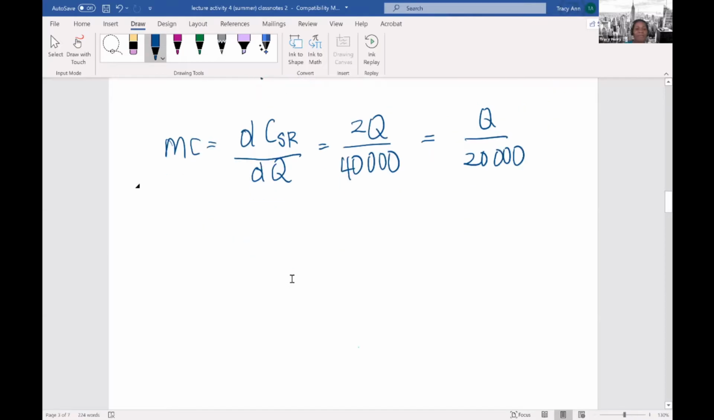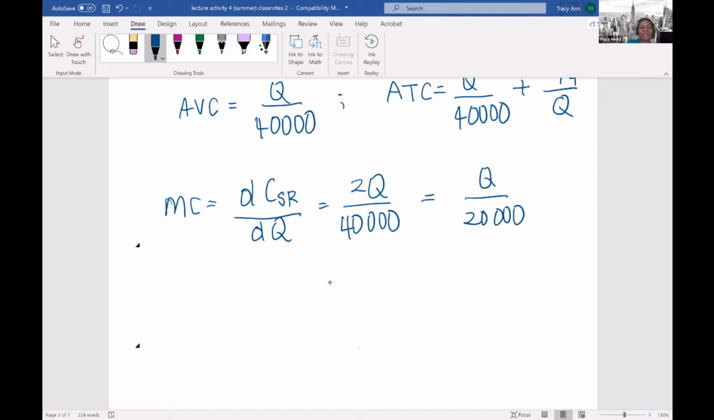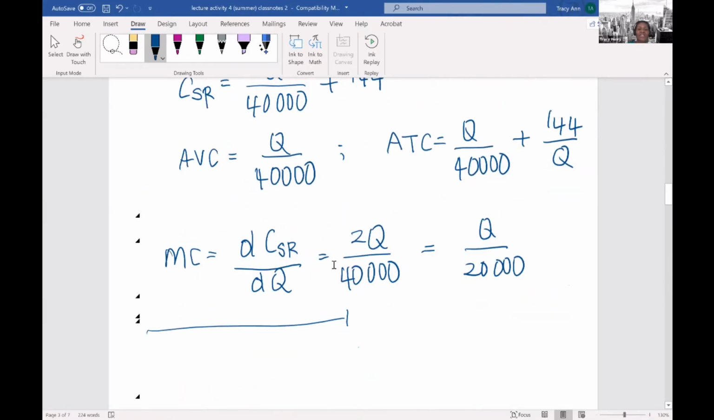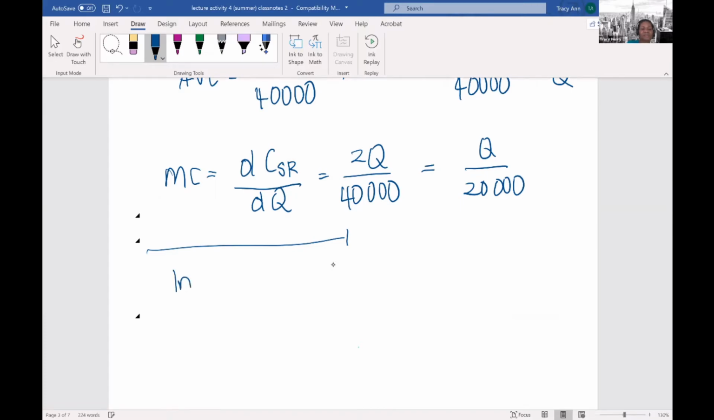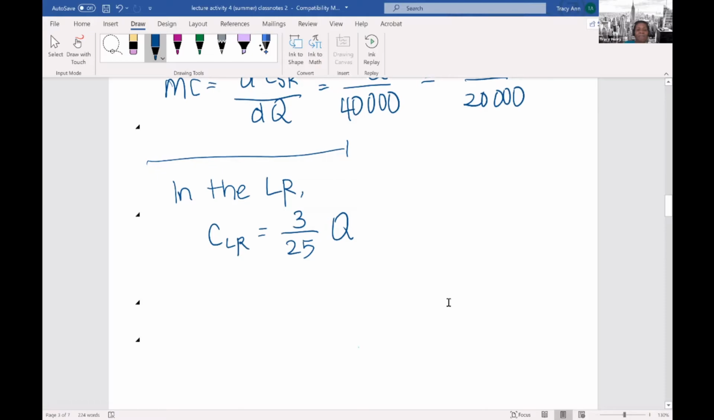All right, so with the long run, let me see if I have enough space. Yes, I do. With our long run cost function, in the long run we have C_LR equal to 3 over 25 times Q. By the way, 3 over 25 is the same as 0.12, so whichever one you're comfortable with is fine. In the long run, we do not have any fixed costs, so it turns out your average variable cost is really your average total cost.